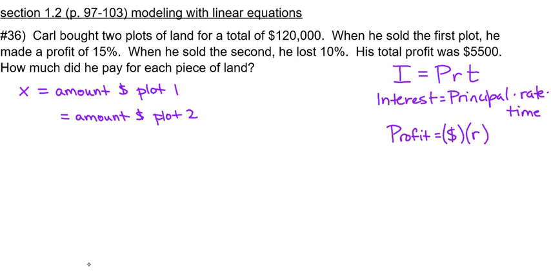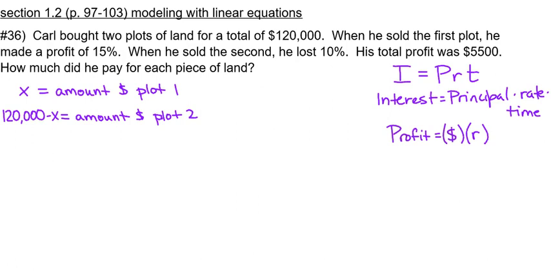How much is left? 100,000. What if we already used 30,000? How much is left? 90,000. How am I getting that? I'm subtracting from the total of 120,000. So if I already used X, how much is left? 120,000 minus X. So that's how we're going to avoid using a second variable.